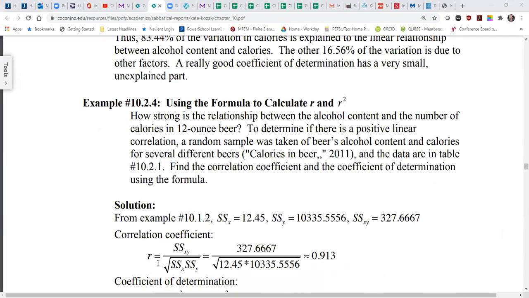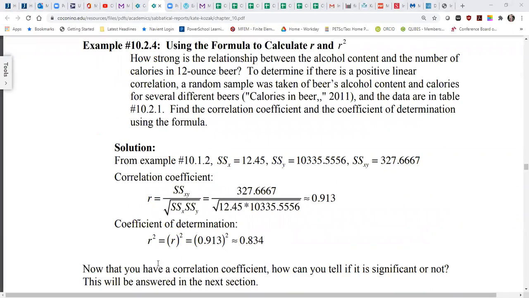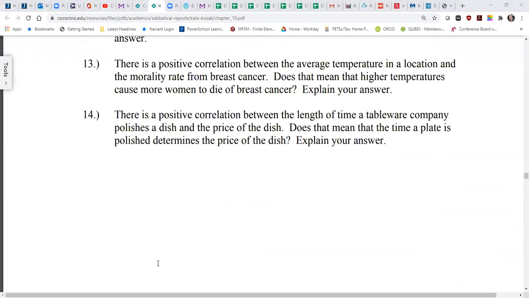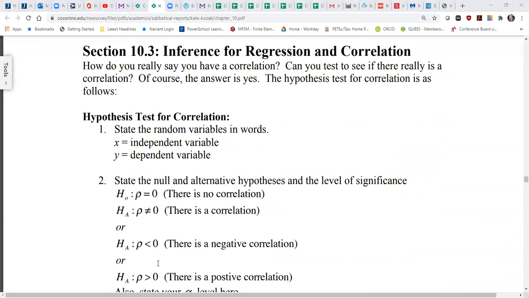Yeah, so the same thing there. Just using the formula, but in this case, we will not calculate manually.